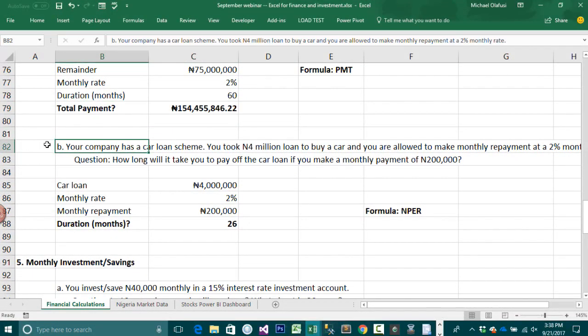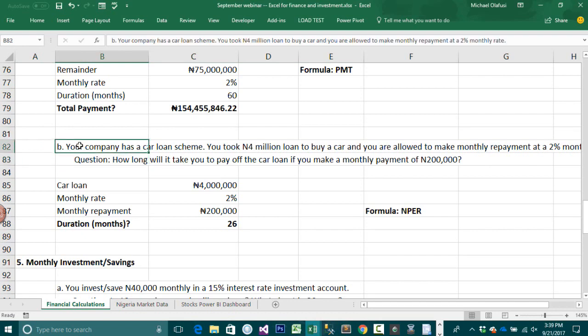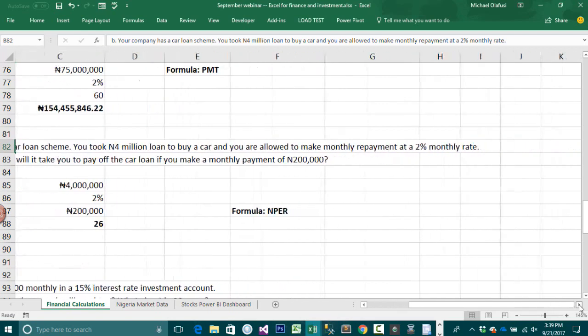So next, how about a car loan? I really have things against car loans, but there are some people who really must take a car loan. So how do you do some calculations around your car loan? Here's the situation. Your company has a car loan scheme, so you took a 4 million naira loan to buy a car using your company's car loan scheme. But now you will have to repay monthly, so there will be a monthly deduction from your salary.